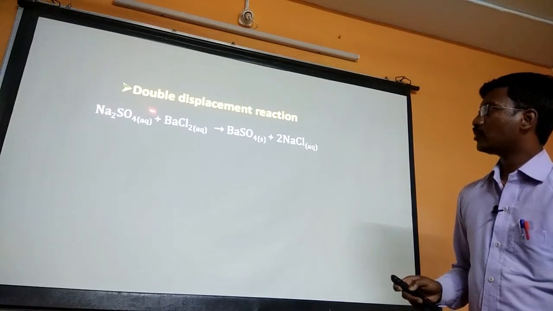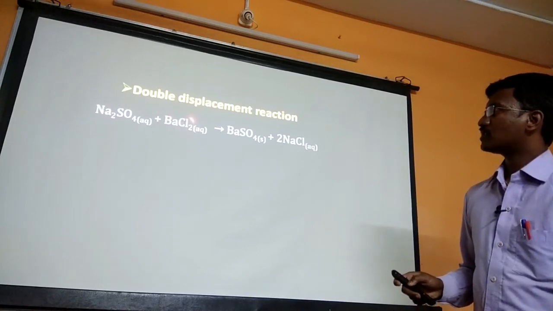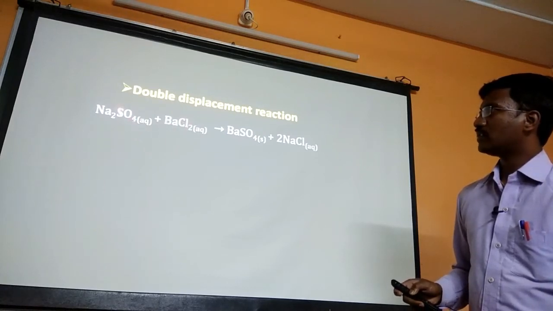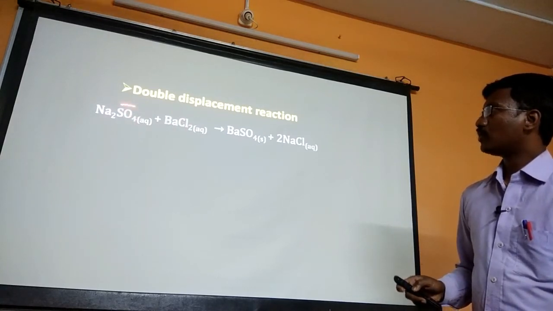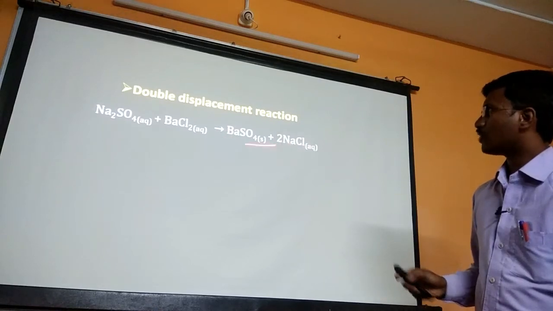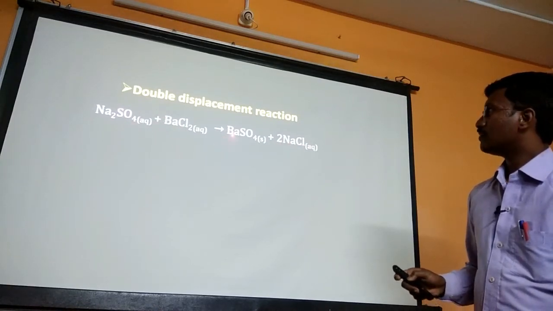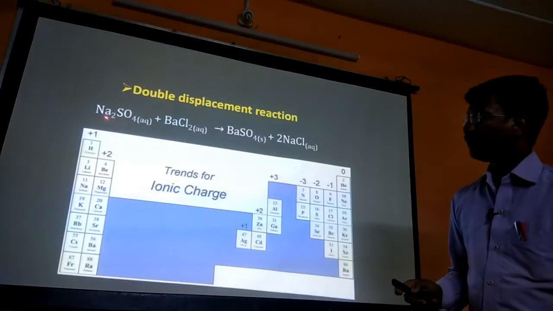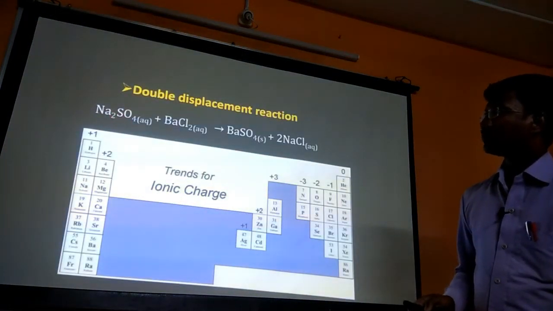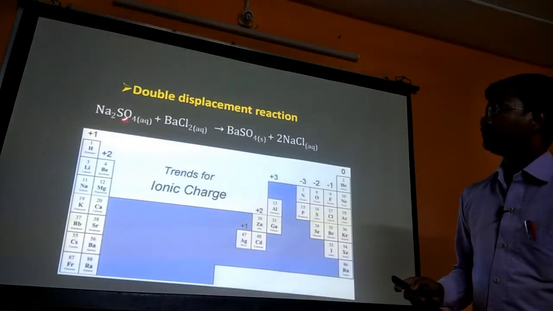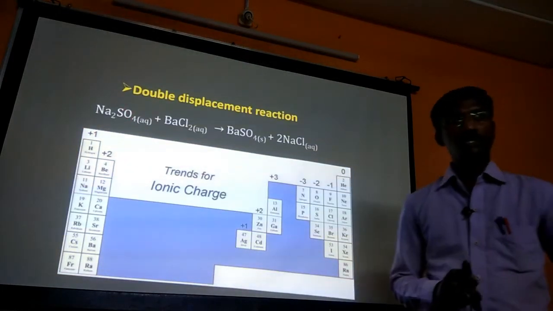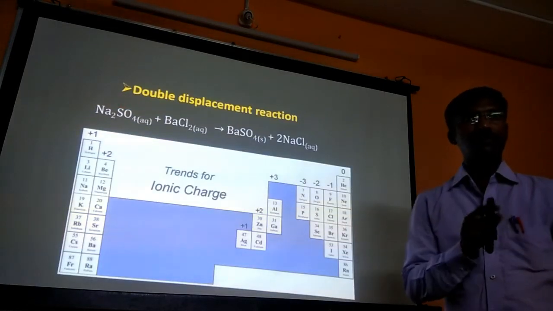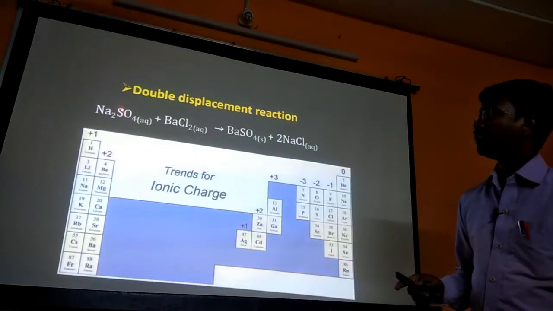Sodium is going to react with the anion of barium chloride, that is chlorine, and barium is going to react with the SO4. Therefore sodium gives sodium chloride, and barium gives barium sulfate. Can you see here we have written Na2SO4. Why? Sodium comes in the first group, the charge of sodium is plus 1, SO4 charge is -2. Therefore, we are not shifting the minus and plus sign, we are shifting only the numerical value.